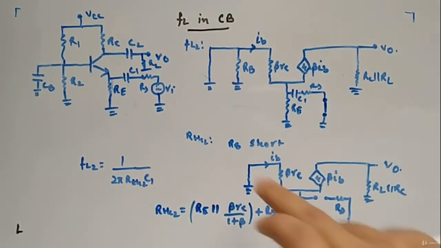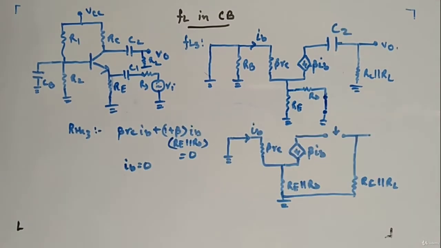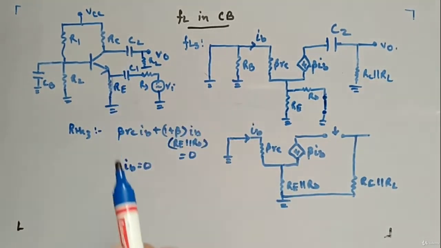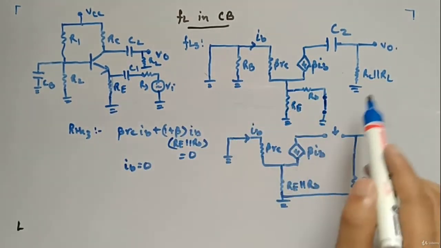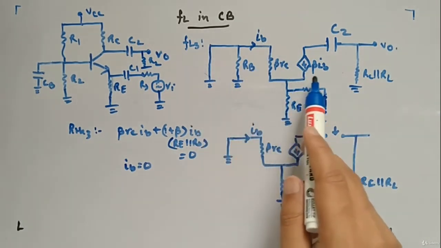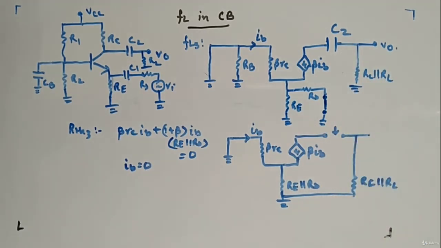Now remaining is C2, so we will calculate FL3. Let's look at the third one, FL3. With respect to C2 we are looking, so this will be the circuit: CB is short, C1 is short, RB, IB, beta RE, beta IB, RE, RS, C2, RC parallel RL.